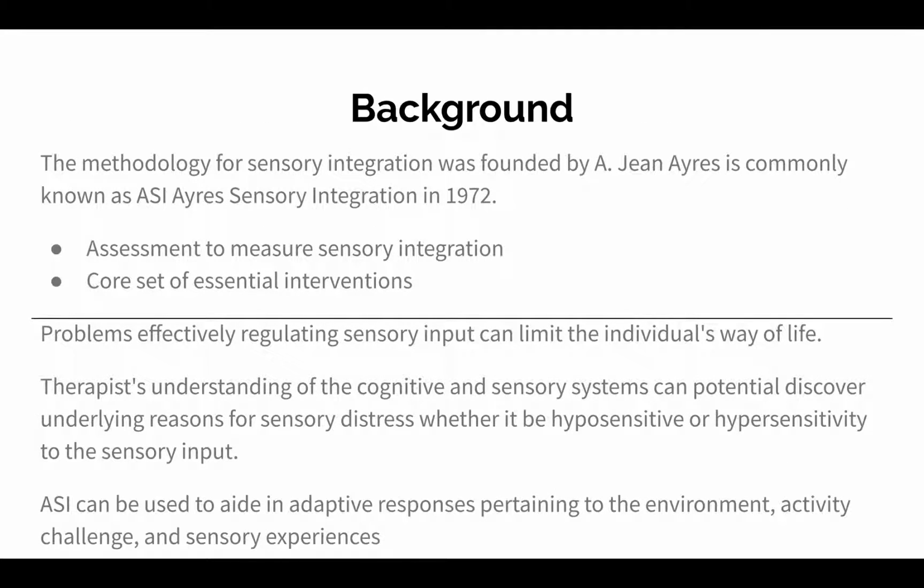To get a little bit of background, Jean Ayres's work is commonly known as ASI, the Ayres Sensory Integration. It got a lot of hype and started in 1972, and it's an assessment to measure sensory integration with a core set of essential interventions. What causes this therapy to come about is problems effectively regulating sensory input, and this can limit the individual's way of life if they can't properly regulate it.